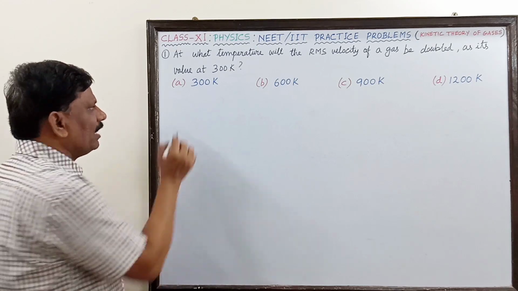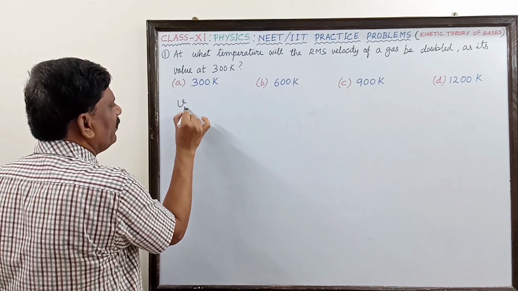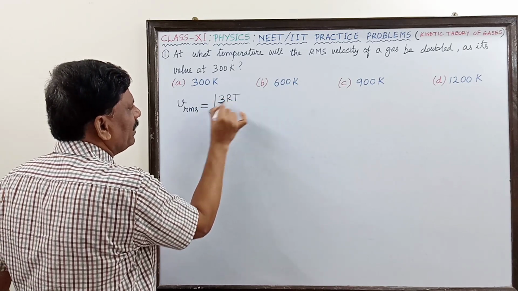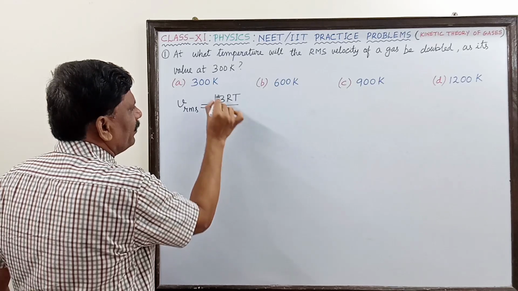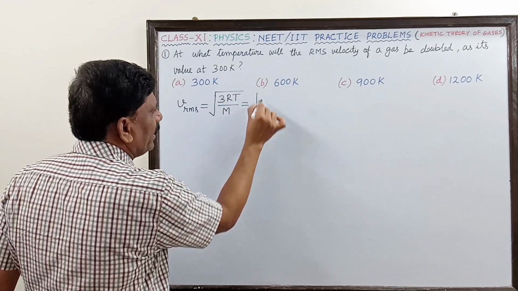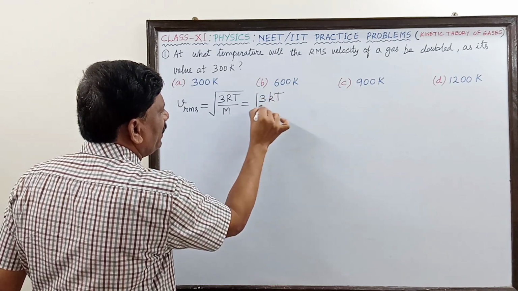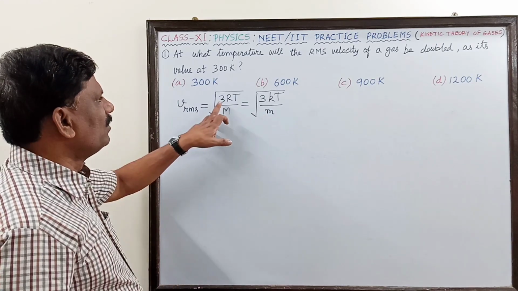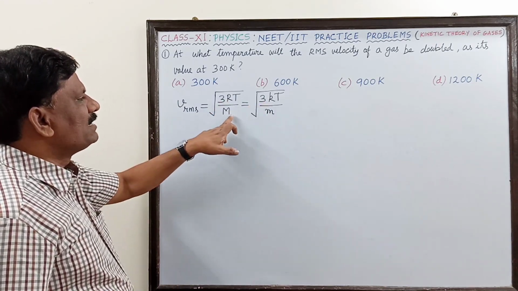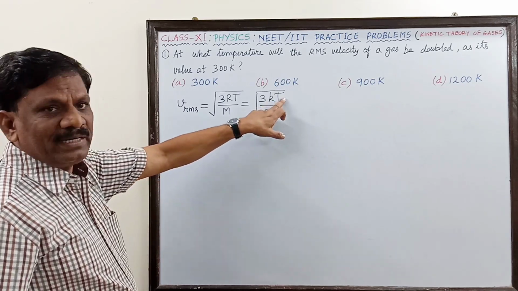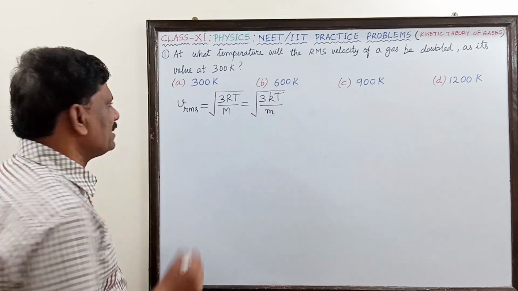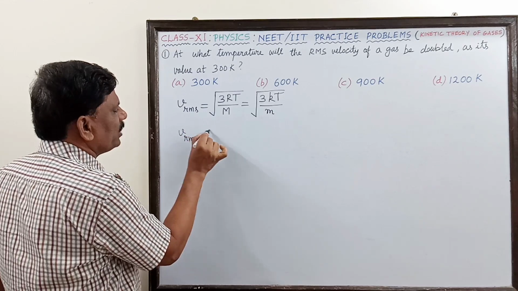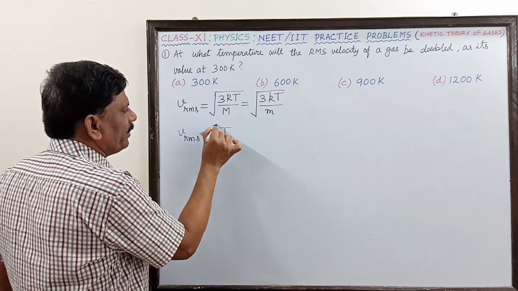So what is the expression for the RMS velocity? We have already studied, Vrms is equal to square root of 3RT by m, or this is equal to square root of 3kT divided by small m. In both the expressions you can see that R is constant, m is constant, and number 3 also is a constant, therefore T is a variable. So we find that Vrms is proportional to the square root of the temperature.